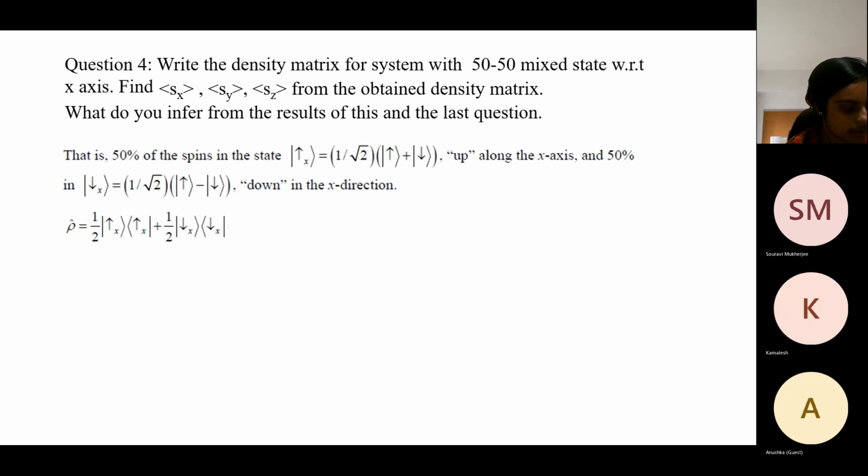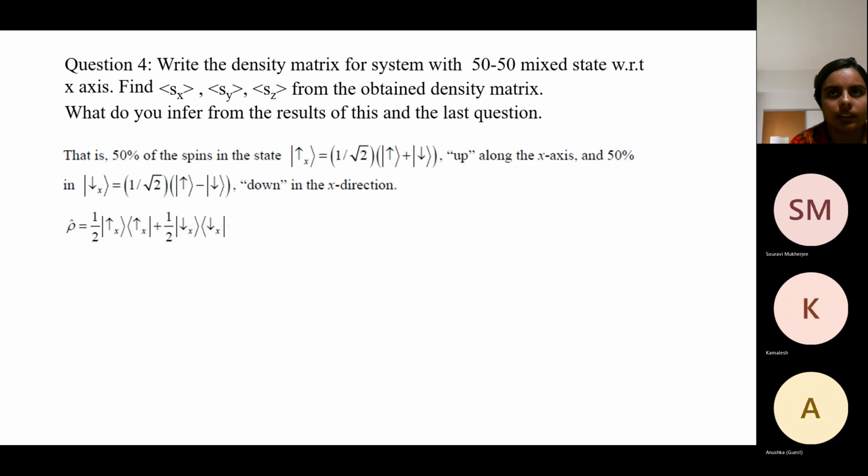Anushka, did you understand the question? Yes, ma'am. Okay, try solving. Find rho. Ma'am, when we say with respect to x, does that mean it is polarized along x?